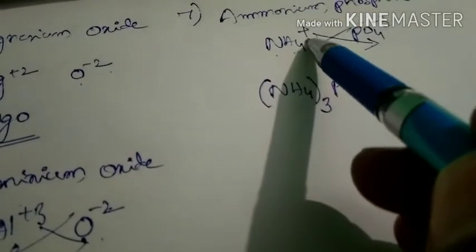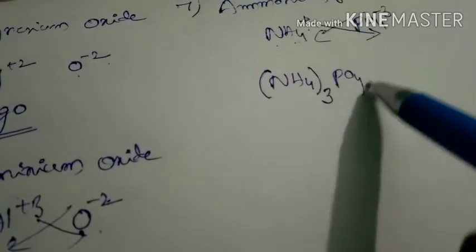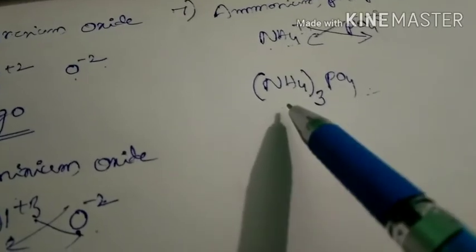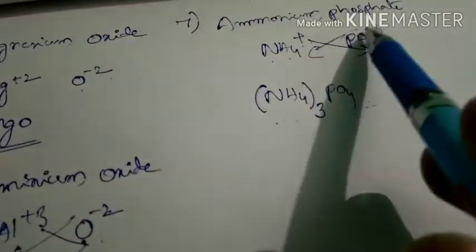Suppose here plus 2 is there, then we have to write PO4 twice. That is the way to write the formula. So this is NH4 thrice, PO4. It is the formula for ammonium phosphate. One more example.